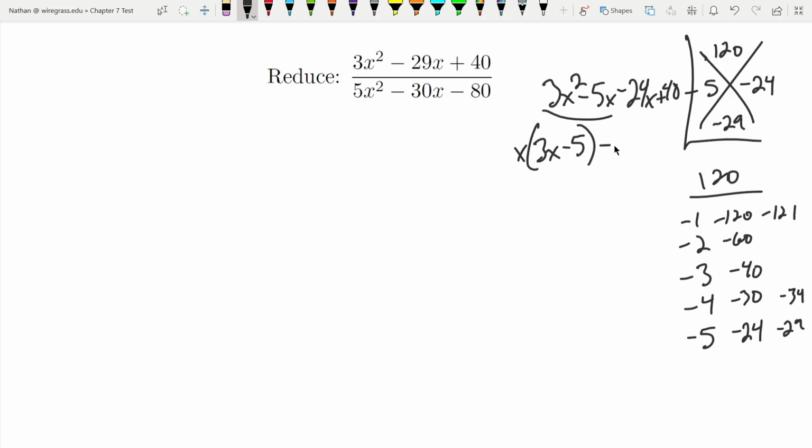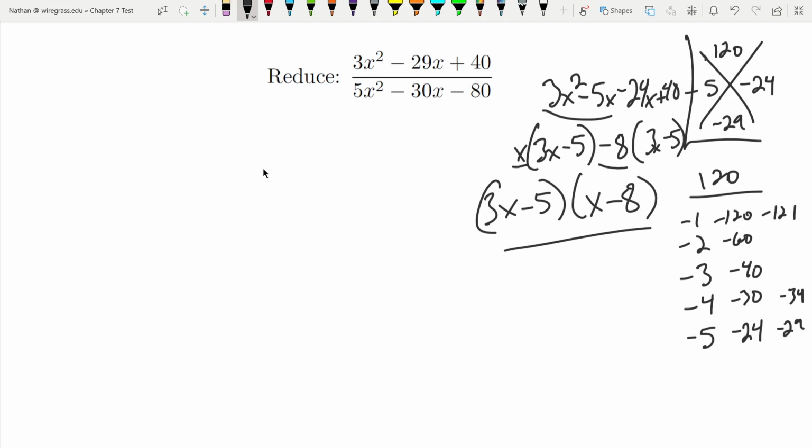So I can take another 2. So I can take out 8 from both of them. It's going to be minus 5. I took out the negative with the negative 8. So minus 5. I get 3x minus 5 in both. So now I get 3x minus 5, and x from this one, and then minus 8 from there. Okay, so that's the top now factored. We get 3x minus 5, x minus 8 on top.